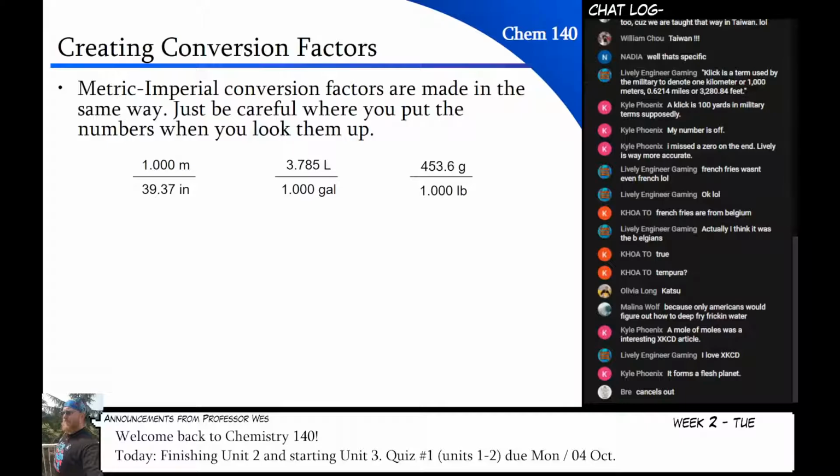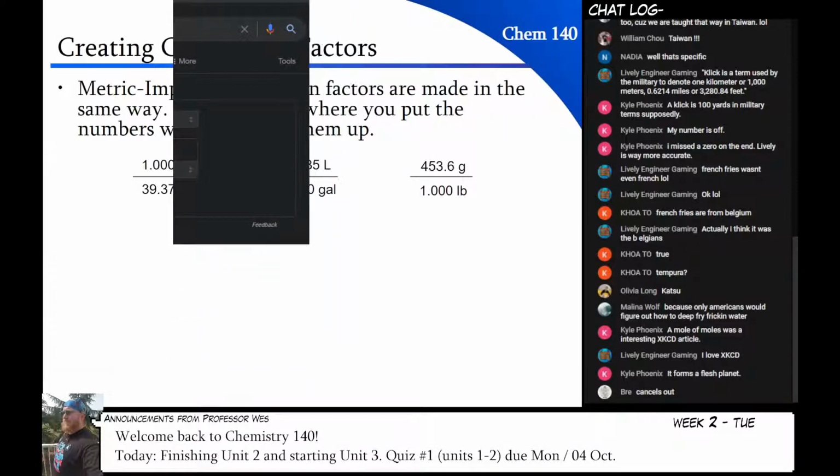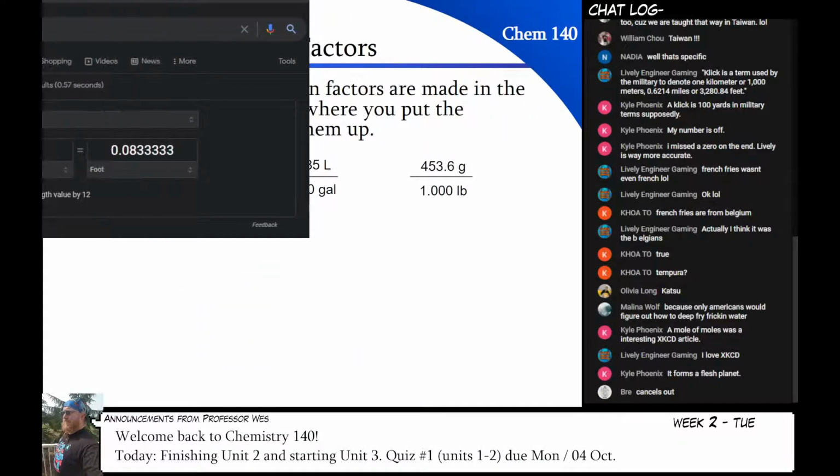Oops, let me just do inches to feet. There we go. That's what I want. So let me capture this. That's not at all what I want. That's just blank.